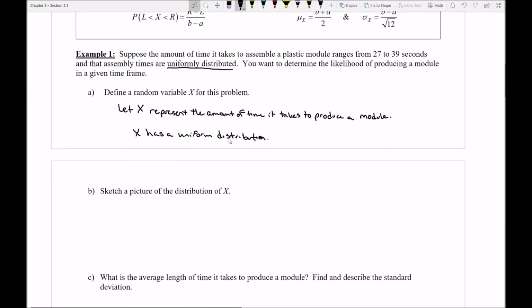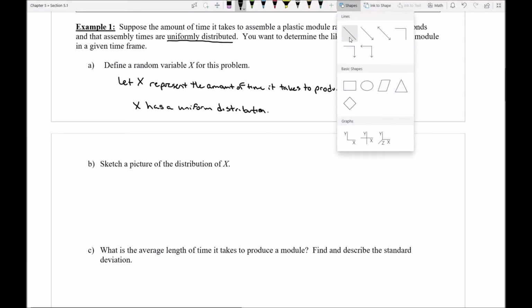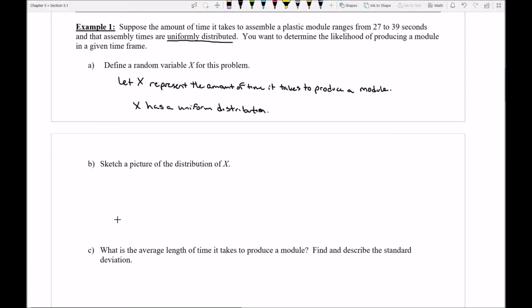Well, now I could go down here and say, all right, the moment that I know I have a uniform distribution, I'm definitely going to want to sketch a picture of what that uniform distribution looks like. This should actually be super easy to do. Remember that I'm going to create a nice little number line down here. This is going to be for my values of x. And I know that I have values of x that go as low as 27, and they go up to 39.